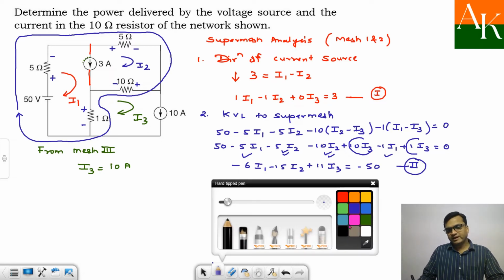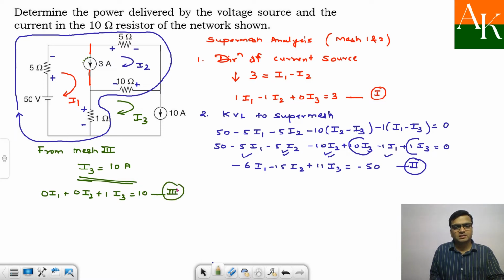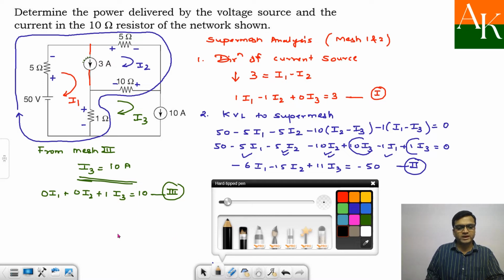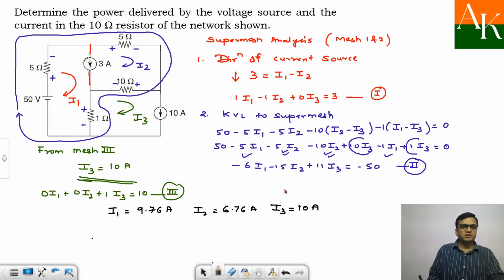Now equation number 3 I have already obtained. This can be written as 0I1 plus 0I2 plus 1 time I3 is equal to 10, and this is my equation number 3. I will enter the coefficients and constants of equations 1, 2, 3 in the calculator and calculate I1, I2 and I3. I1 turns out to be 9.76 ampere, I2 turns out to be 6.76 ampere, and I3 is 10 ampere. The problem is not over yet.